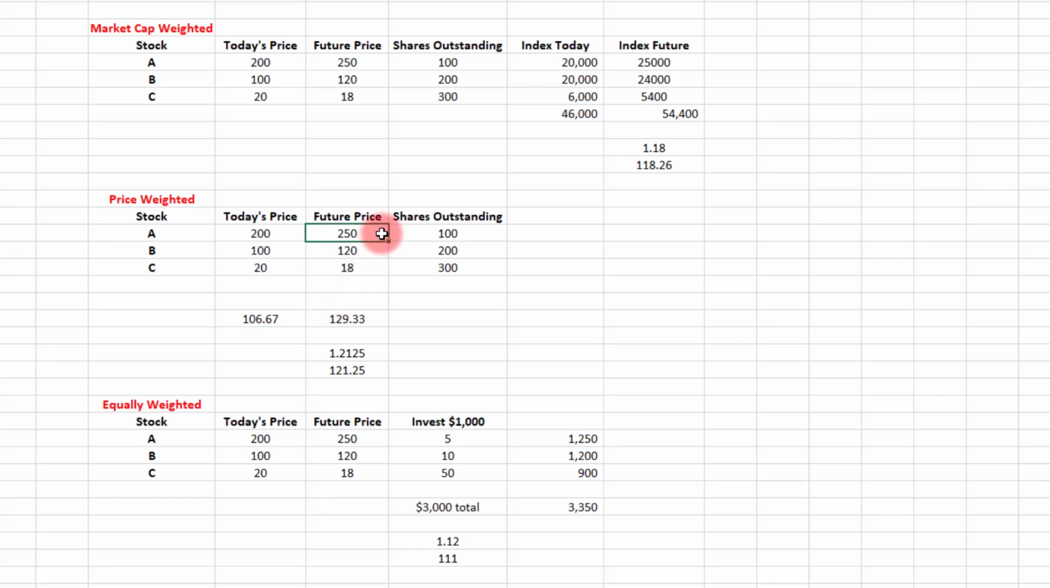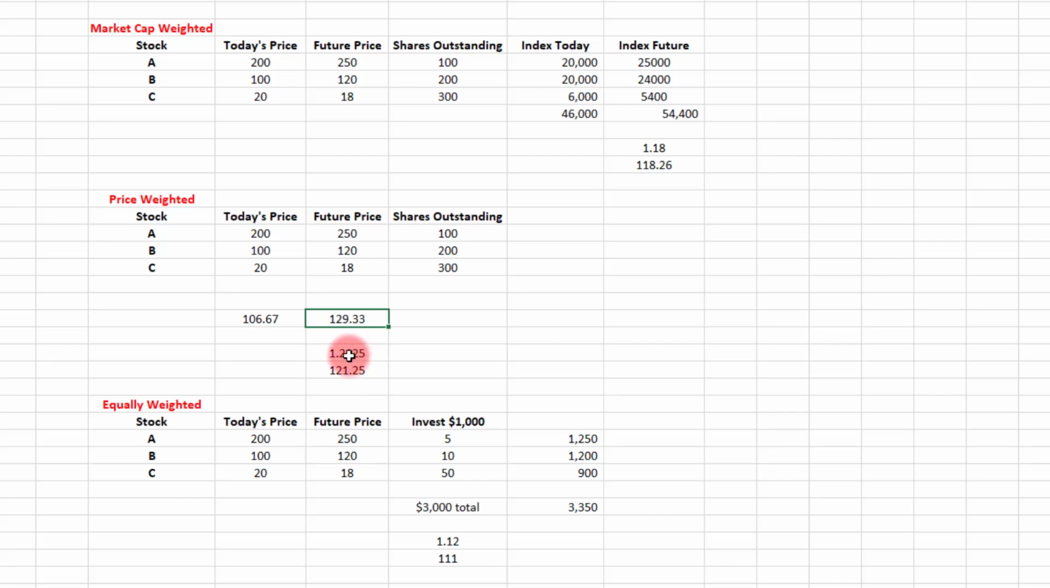Then we do exactly the same thing in the future. So again, this could be the next day's closing price, could be 10 minutes later, but we're just going to assume it's 1 year later. These are the prices of these stocks. We add them up, we divide by 3, we get 129.33. The index says take this valuation, 129.33, divided by 106.67, we get 1.2125. And again, as a matter of convention, we multiply by 100. So if we use these same stocks under these same scenarios, we would actually have an index of 121.25.